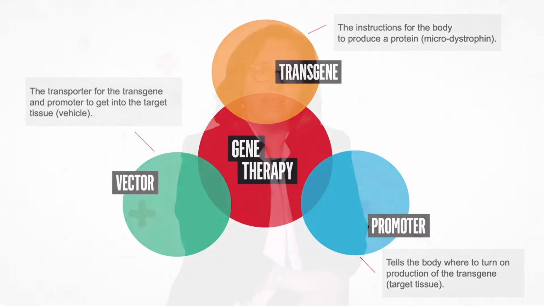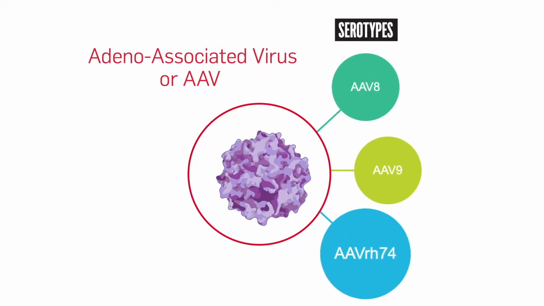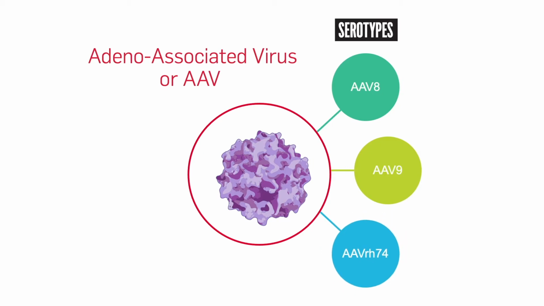The AAV is a tiny virus with a limited storage capacity, which is why current studies use a microdystrophin transgene rather than full-length dystrophin instructions. There are different serotypes or versions of the virus, such as AAV8, AAV9, and AAVrh74, that are being used in trials. AAV does exist in nature, though it has not been found to be disease-causing in humans.